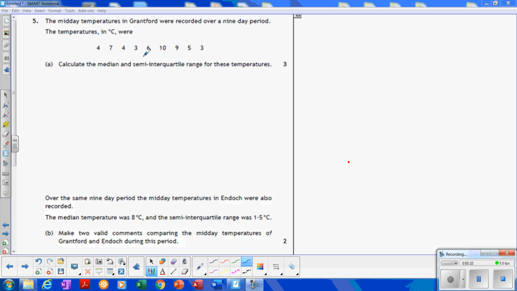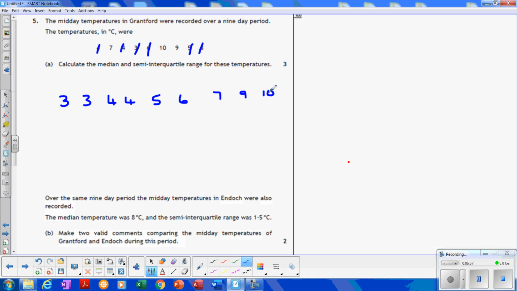So the smallest number looking through that list is 3, and there's 2 of them. So there's 3 and 3, so I'm going to cross them out as I do that. There's 2 4s, so I'll put them down next. So 4 and 4. If I look at what I've got left, then I've got a 5 and a 6. So I've got 5, 6, and then I've got 7, 9 and 10 left.